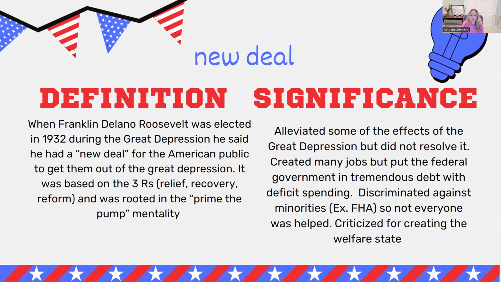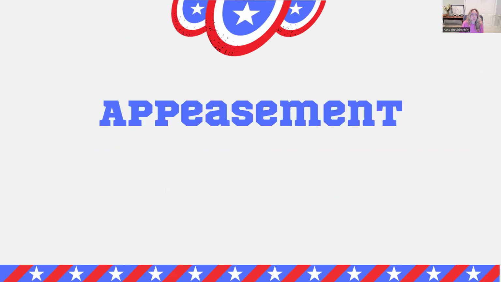It discriminated against minorities like the FHA, redlining African Americans. So not everyone was helped. And it was greatly criticized by conservatives for creating the welfare state, where the government is essentially responsible for the welfare of its citizens and creating like people being too dependent on the government. Appeasement.